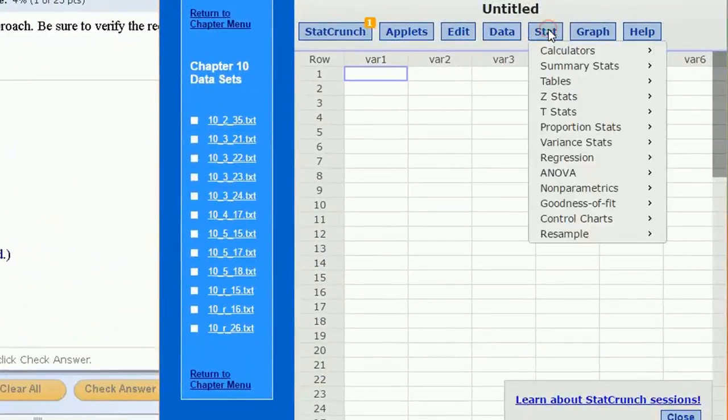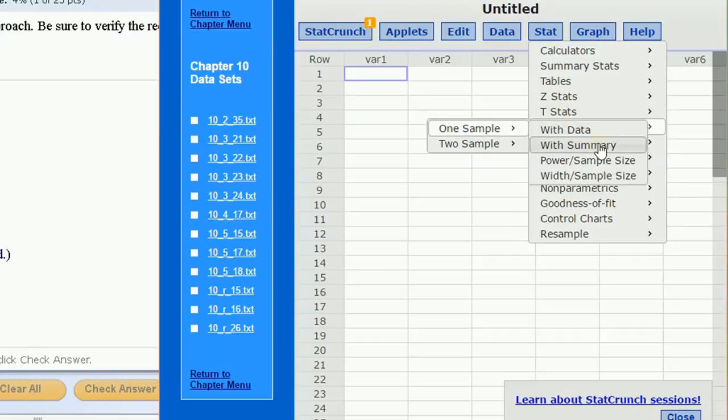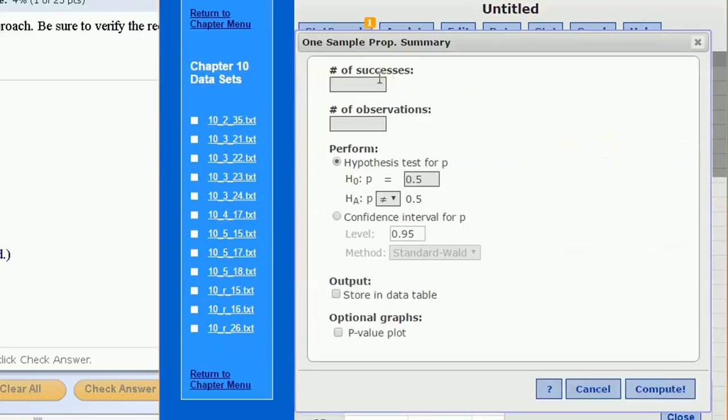Under the stat menu in StatCrunch, we're going to go for proportion stats, one sample proportion stats with summary. And here we're going to set the number of successes to 110. That's our sample frequency out of 250. And we're going to perform a hypothesis test, p equal to 0.4, that's our null hypothesis, p greater than 0.4. So that's it. You just set that up and you click compute.